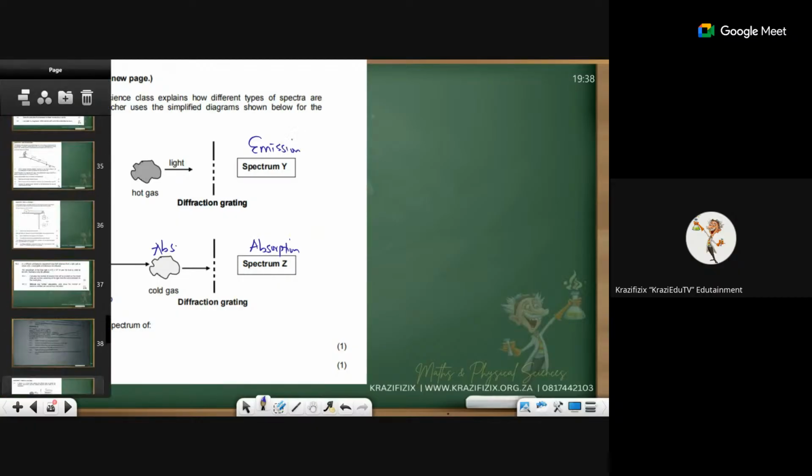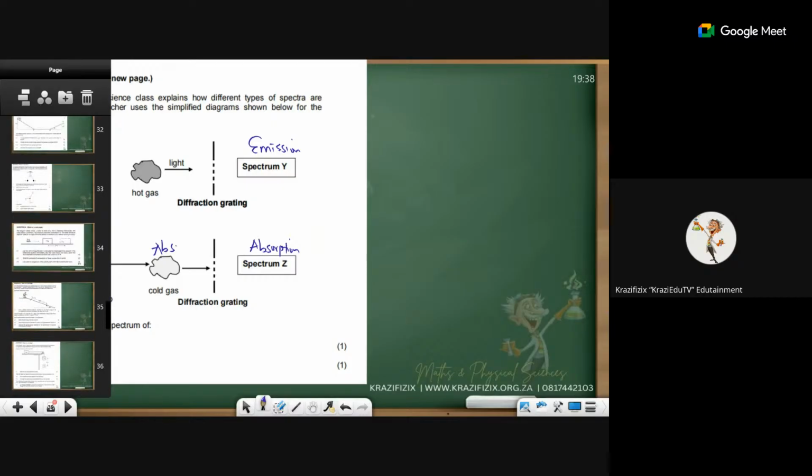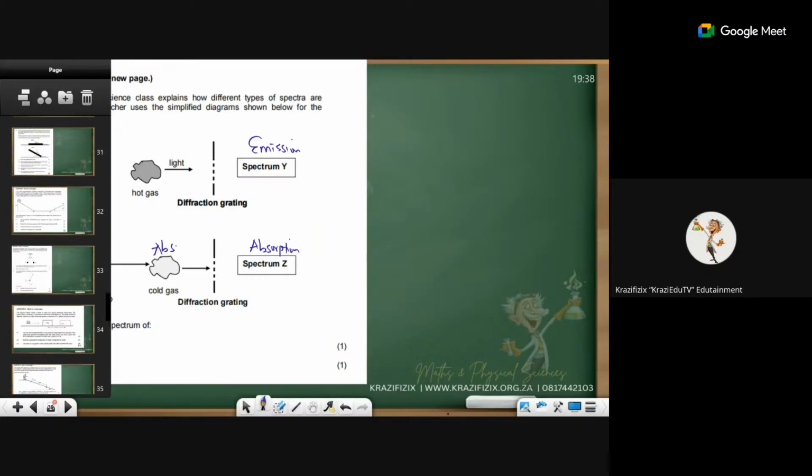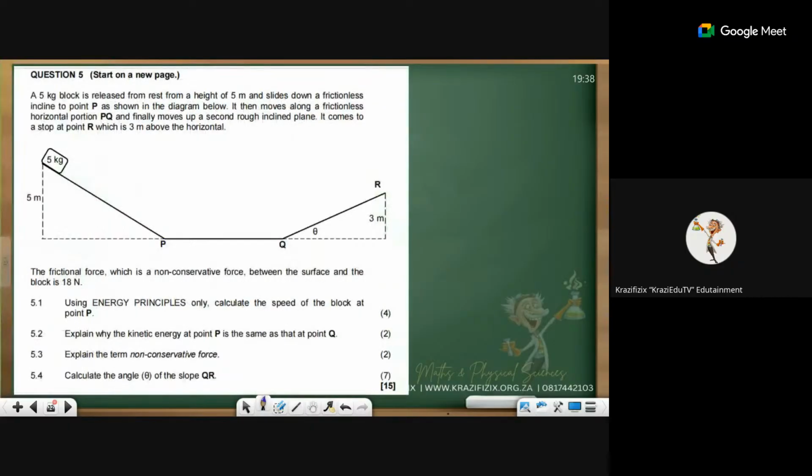Okay. I don't want to stay long on this. Let's go back to this question quickly. So I won't be able to do all of this. I tried, guys. I tried. So look at this one.